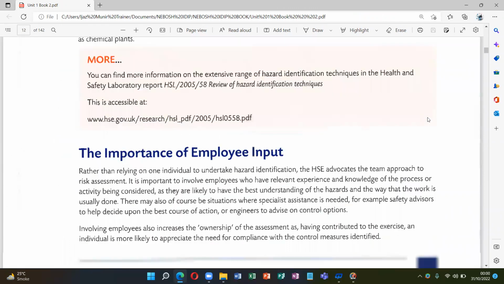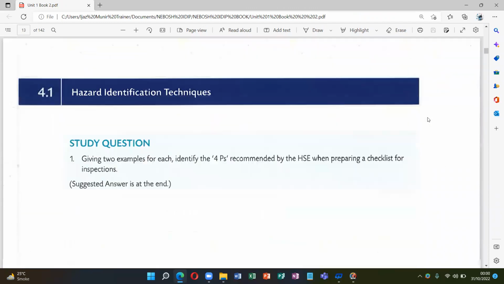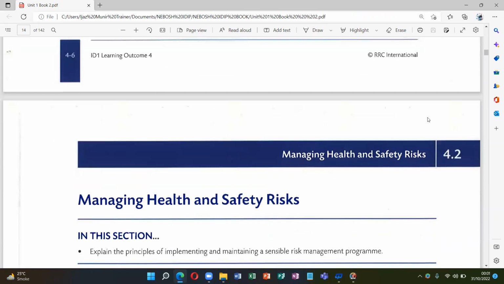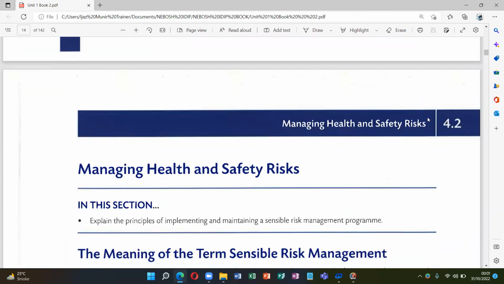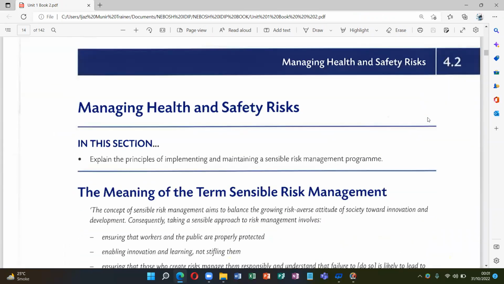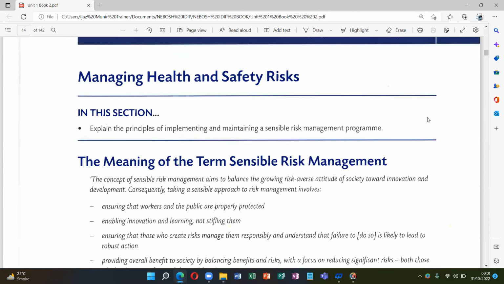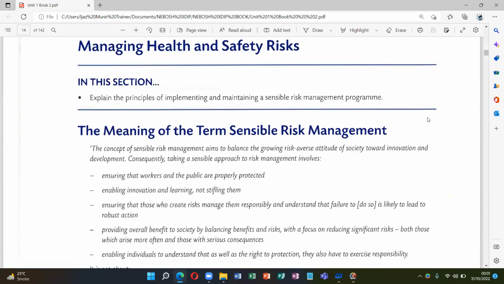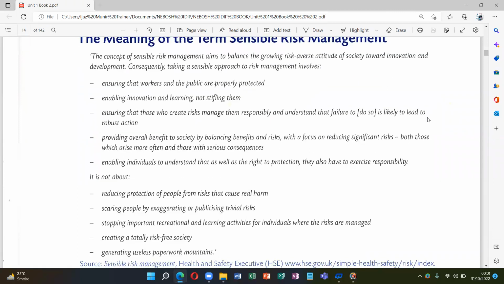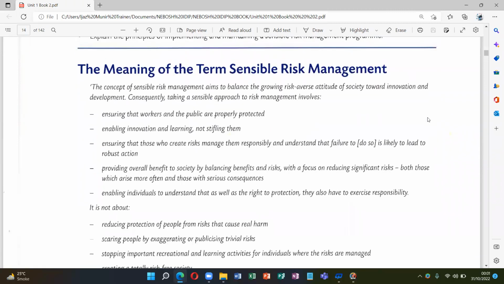Today we discuss managing health and safety risk, 4.2. In this section, explain the principles of implementing and maintaining a sensible risk management program. The meaning of the term sensible risk management.